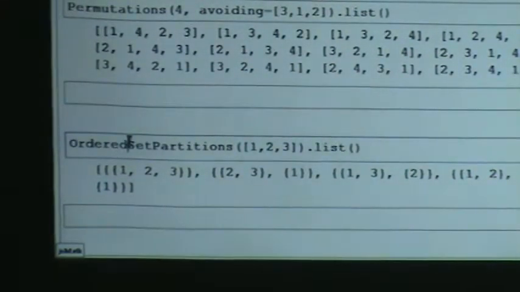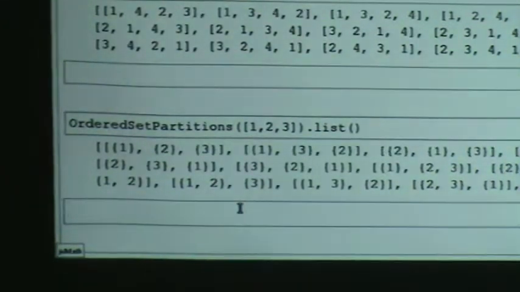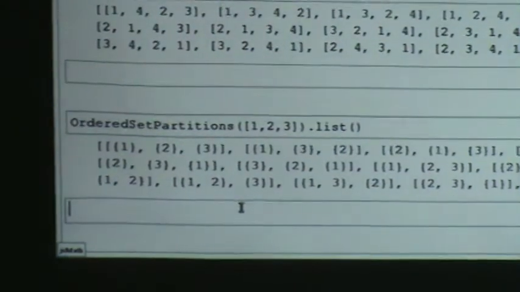So maybe you want ordered set partitions, and then you can get all the ordered set partitions of that. There's probably at least 30 or 40 different sets of combinatorial objects in Sage that you can work with, and there's a nice standard interface for listing them, counting them. So can you use the ones with 3 parts?